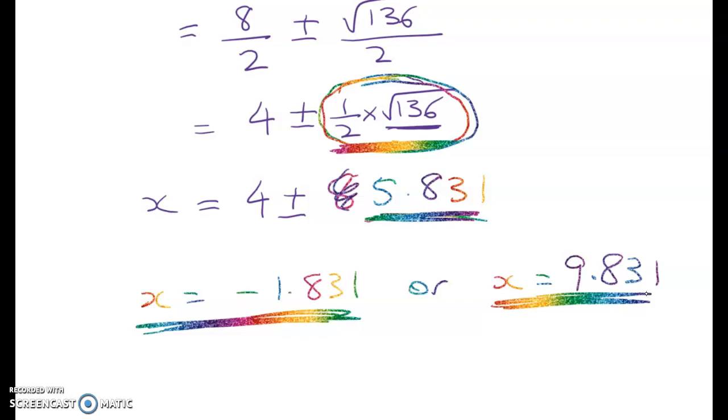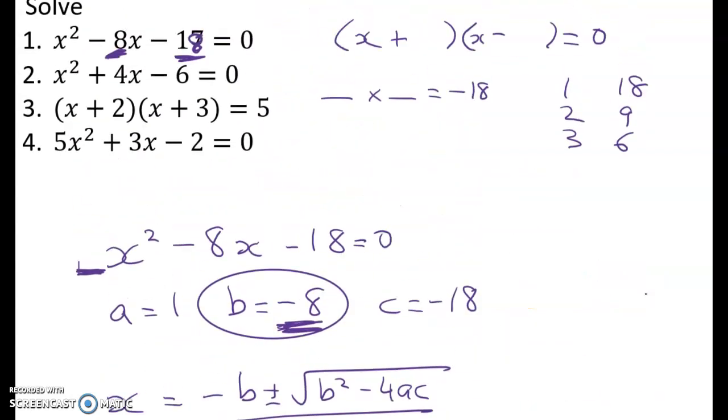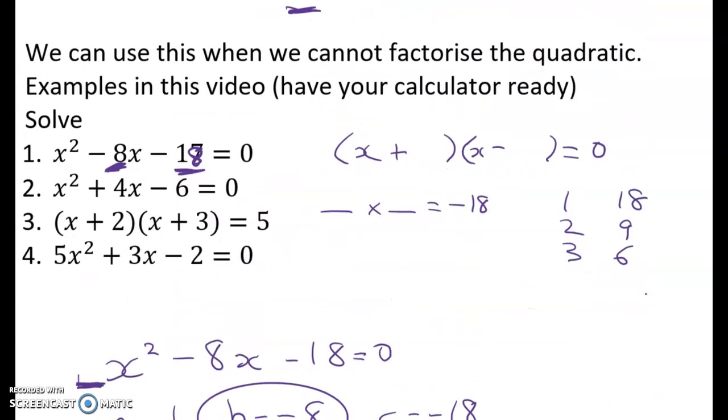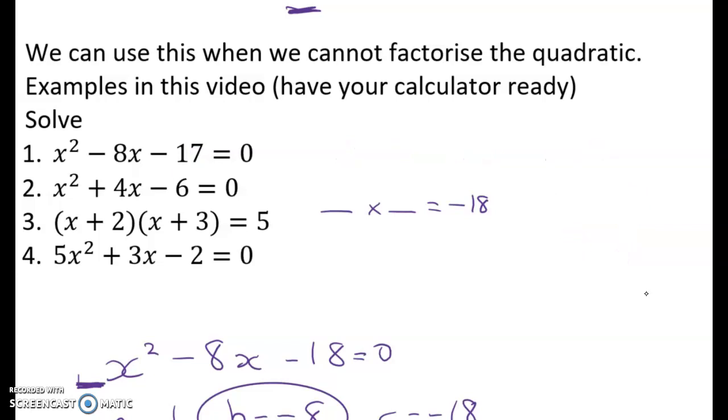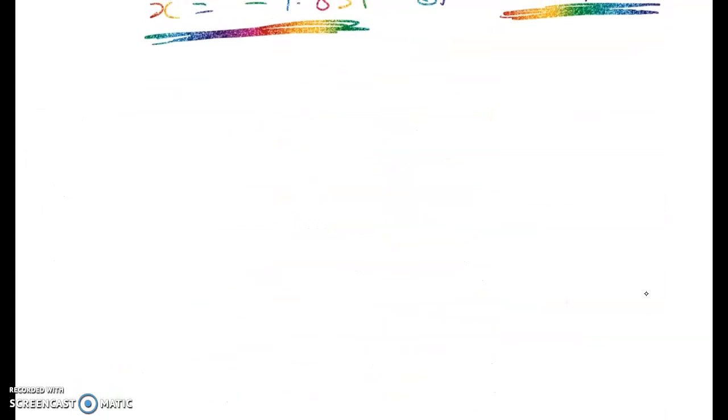But for now, let's look at example number 2. It's going to go the same way. So pause the video and just try and work through it, substituting into the formula and seeing what you get. So we've got x squared plus 4x minus 6 equals 0.